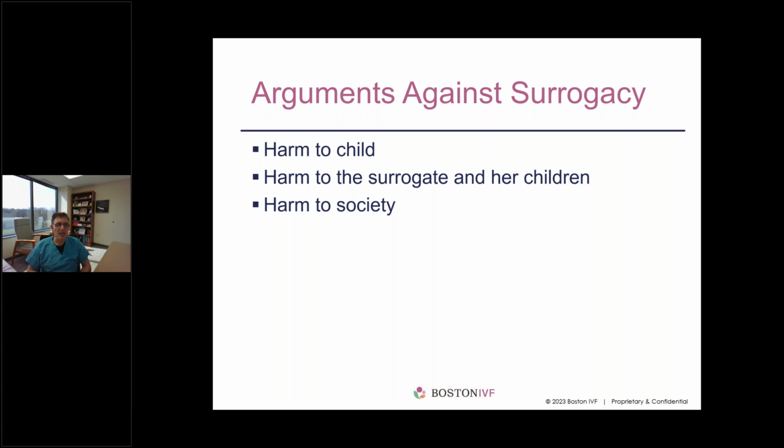And there is thought to be harm to society by the fact that, let's face it, people who can afford surrogacy are richer people, and usually the people who are surrogates are poorer people. Most of them are getting paid to go through this process. And so there might be some harm to society in that people are taking advantage of people who are less financially stable than they are. So those are arguments against surrogacy.